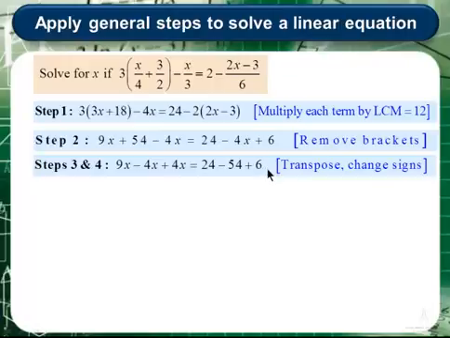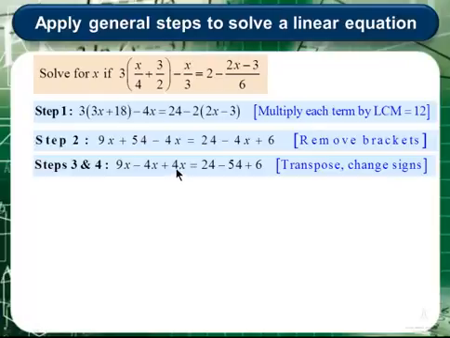The next step would be to then transpose and change appropriately the signs of all terms containing the unknown x in this case. That must move to the left hand side. So all terms containing x to the left hand side, this minus 4x must be moved then to become plus 4x on the other side.